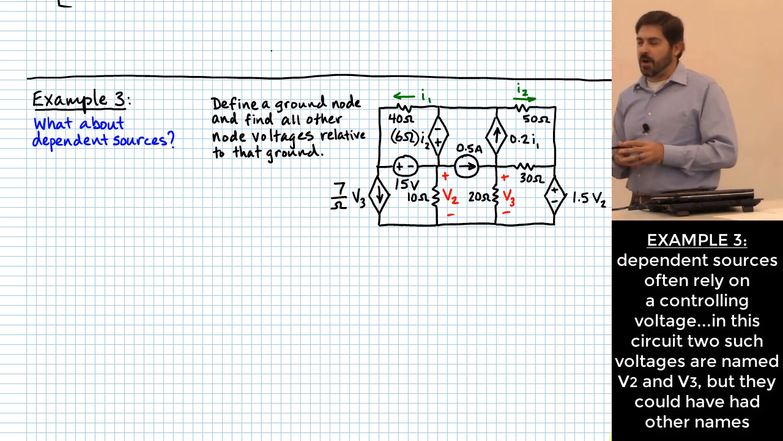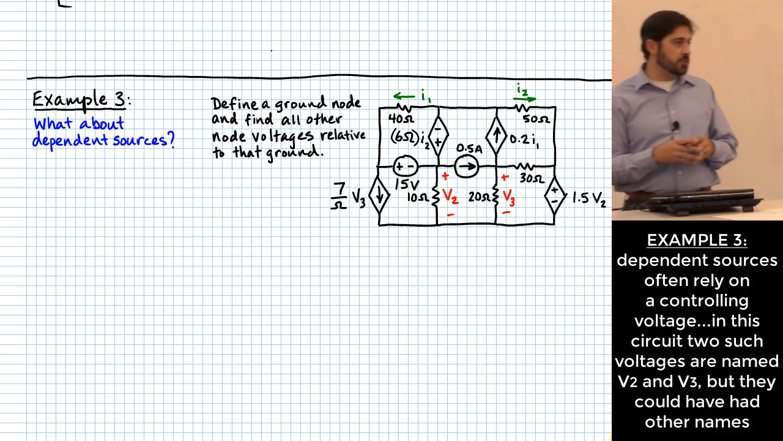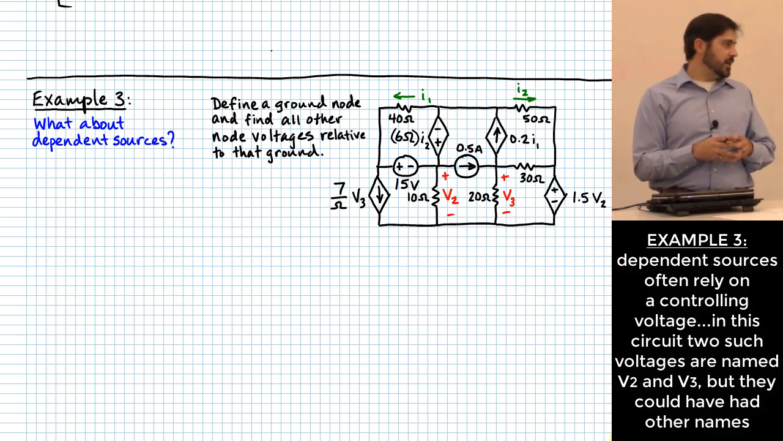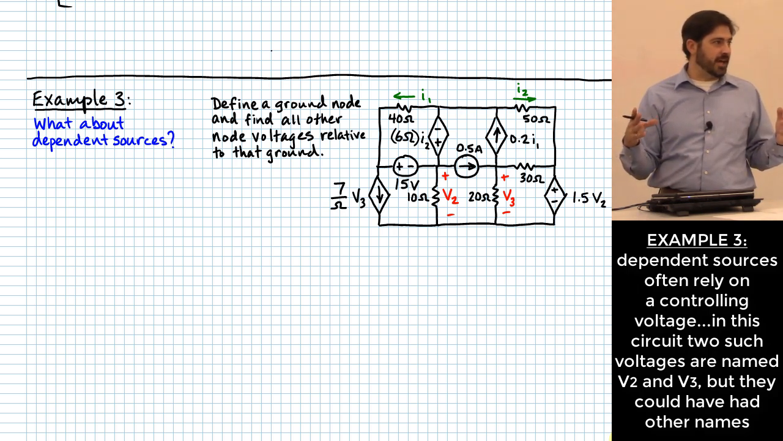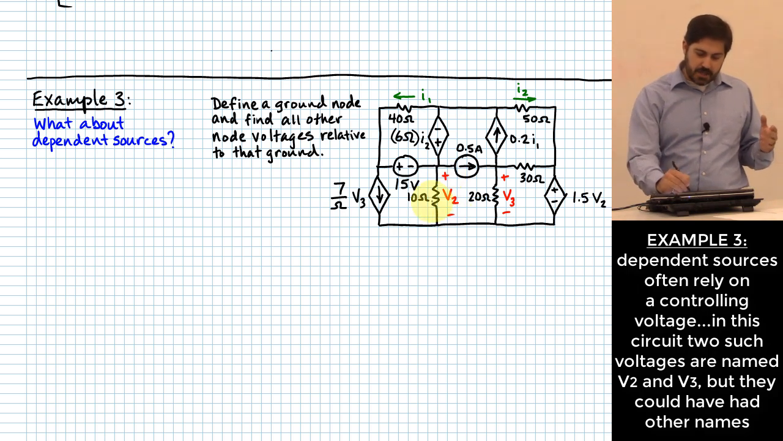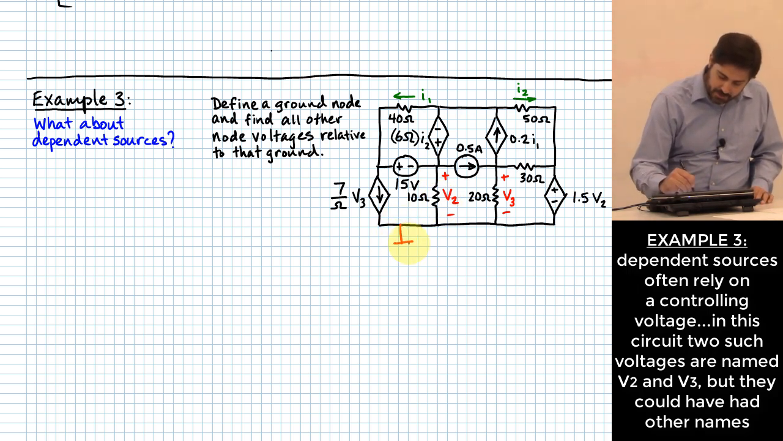As a part of defining how the circuit works, and to try to avoid some confusion, I went ahead and named two of the voltages that I wanted to use with my dependent sources. I named them how I would have named them if I was going through and naming all my voltages anyway. See how I did that? V2 is the voltage across the 10 ohm resistor relative to this, which I was going to define as ground down here.